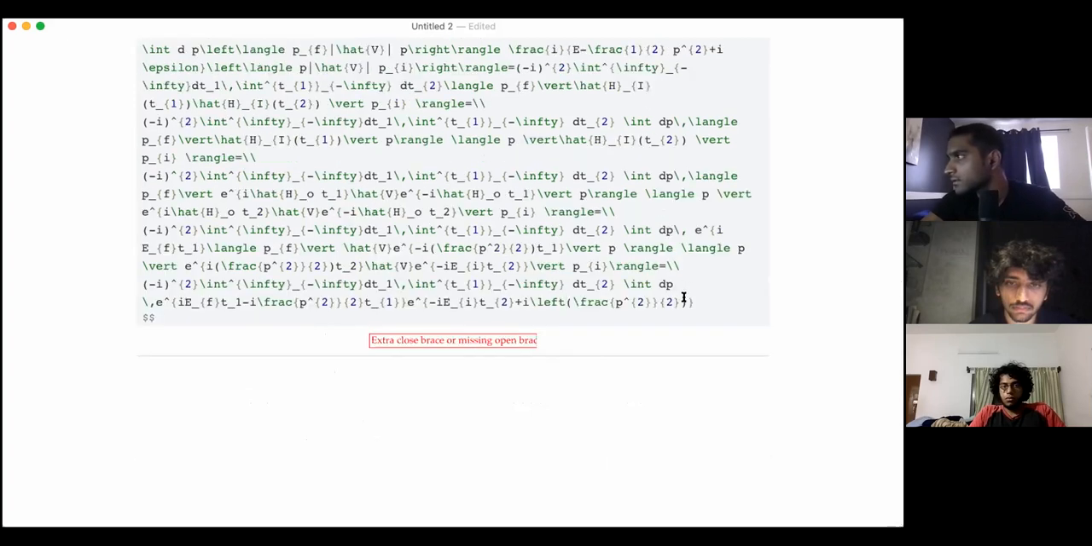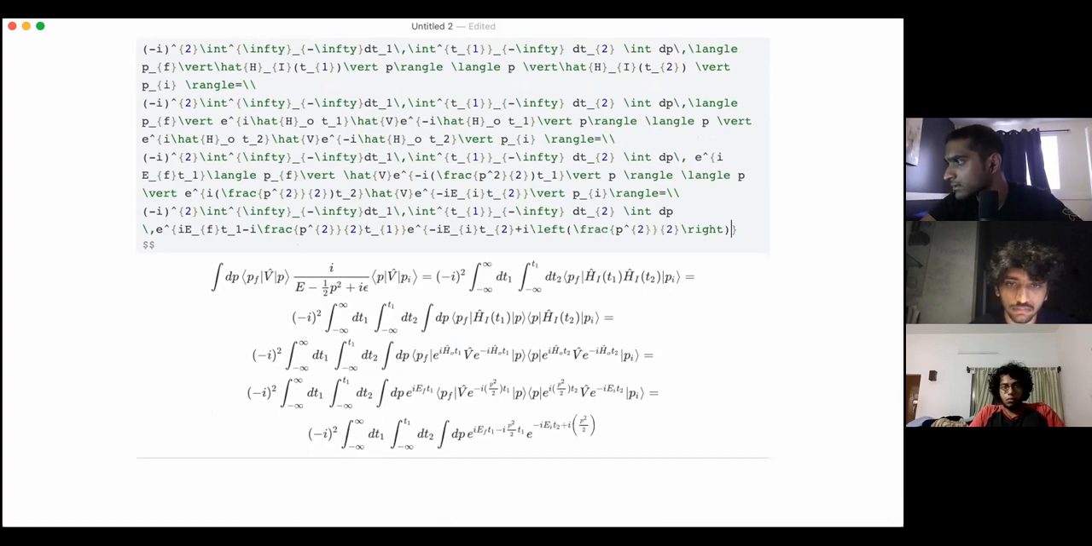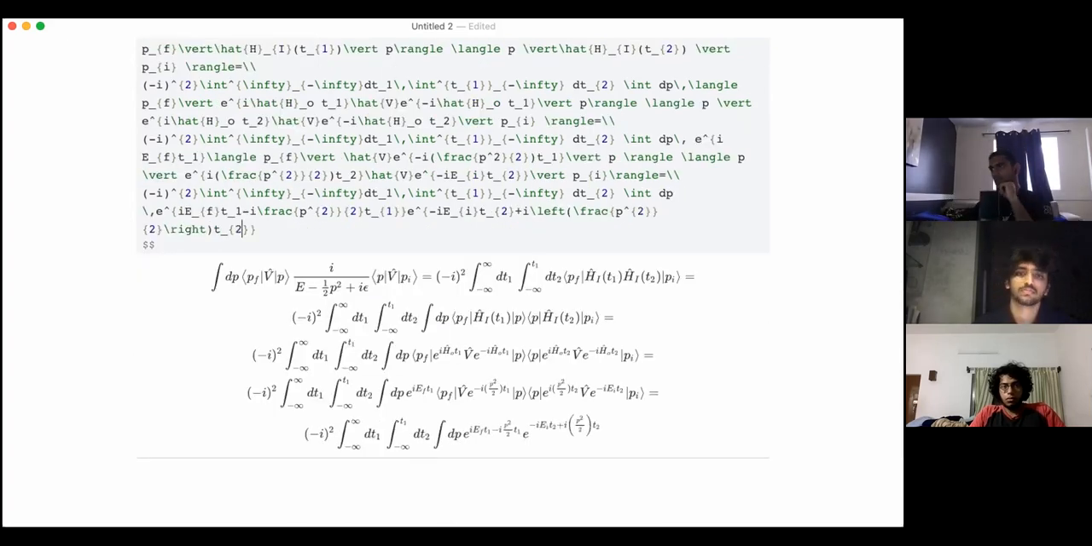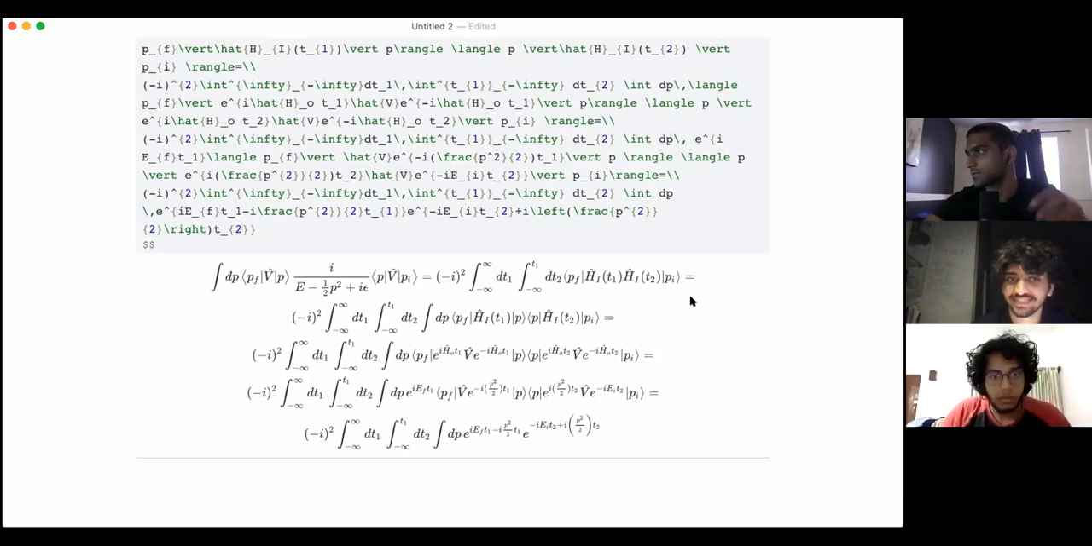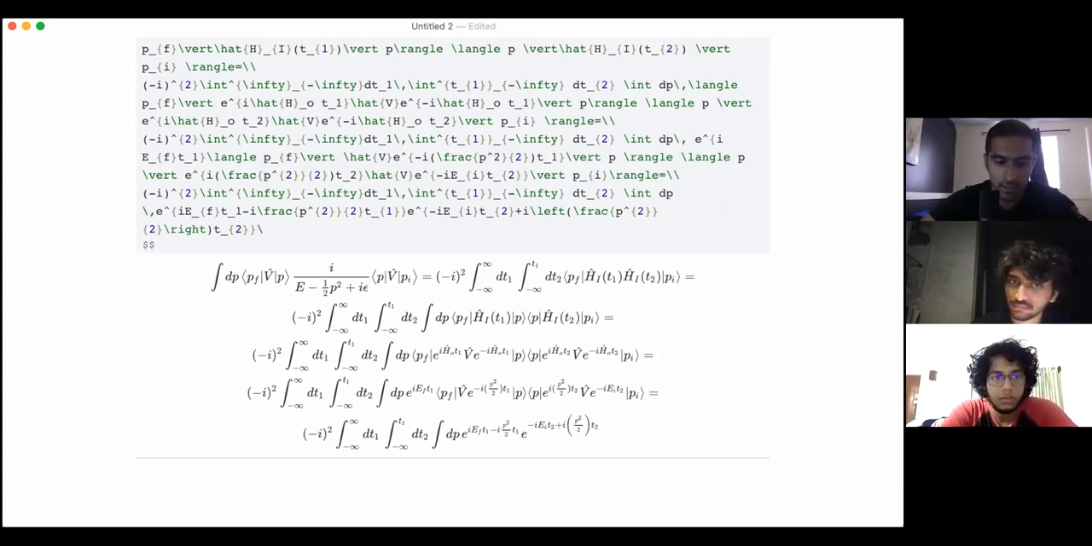Left, right, squared over 2 times t2. I don't know why that one got a big bracket and the other one didn't, but I hope that this is understandable. Yeah. And then we have something we recognize.